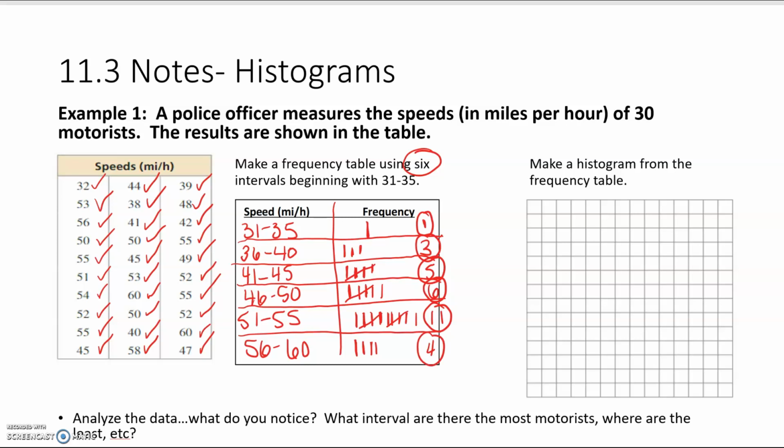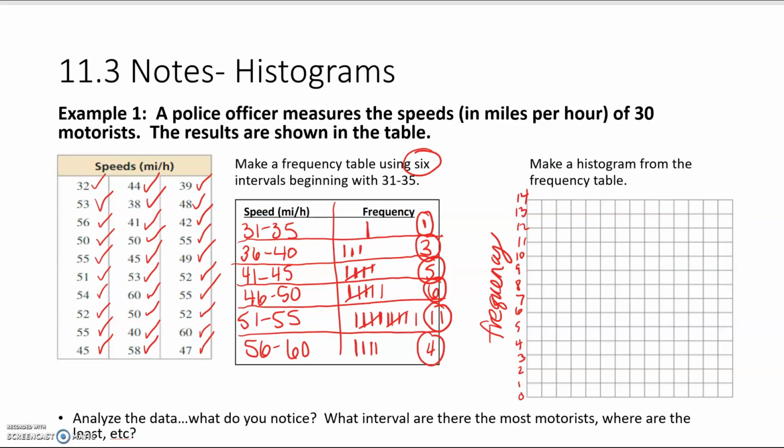So what we're going to do next is make a histogram from the frequency table. Our frequency is going to go up the y-axis of our graph, and we're just going to count. 0, 1, 2, 3, 4, 5. Our biggest number is 11, so we're trying to reach that, going all the way up. Make sure we can get 11 on the graph. That's good.